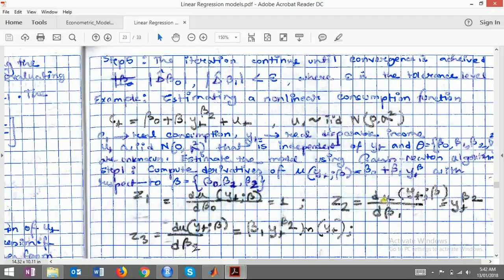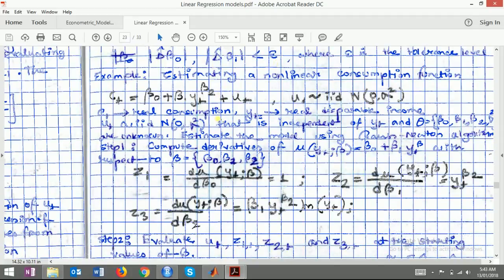Then comes step 5, where the iteration will continue until convergence is achieved. At the default tolerance level, this iteration will continue until the changes in beta naught and beta 1 are, for all values, less than the tolerance level. Next, estimating a nonlinear consumption function as an example.